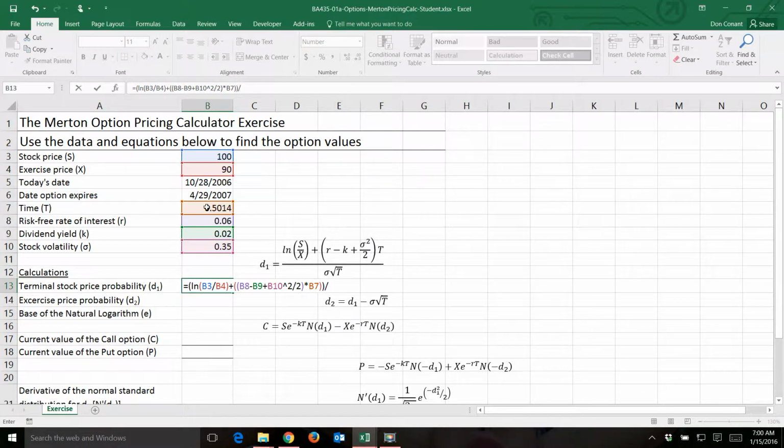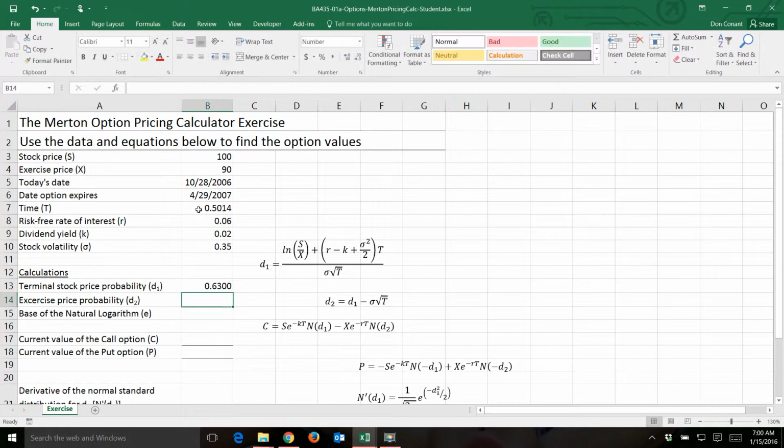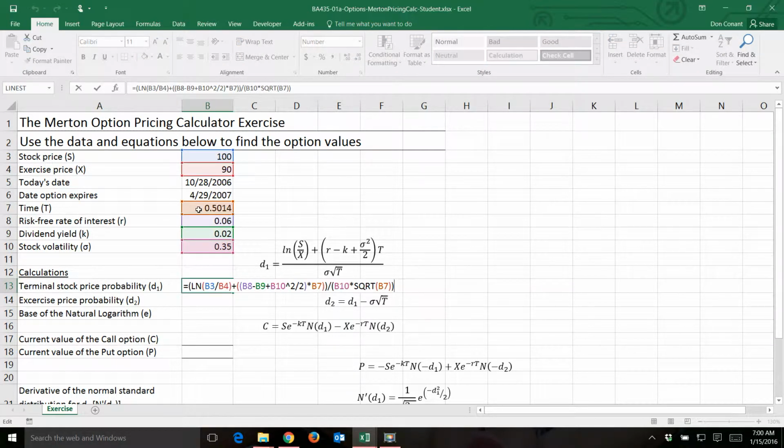We'll divide that by, in this quantity, stock volatility, sigma, times the square root of time. Square root, and then the denominator, press enter, and I get 0.630. That is D sub 1.